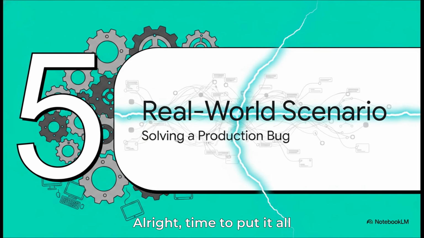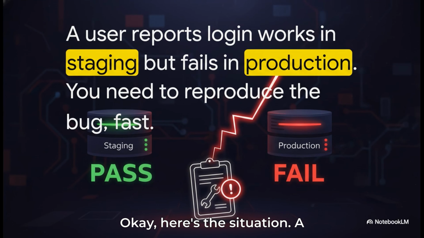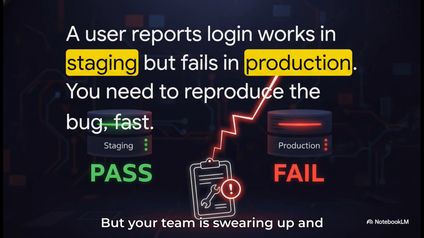All right, time to put it all together. Let's see how this entire workflow can save your bacon in a high-pressure, totally realistic scenario. Okay, here's the situation. A support ticket flies in, red alert. Login is broken in production, but your team is swearing up and down it was working perfectly fine in staging yesterday. The pressure's on. You've got to find and fix this bug, and you need to do it fast.